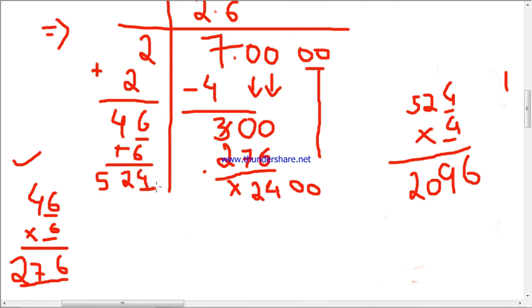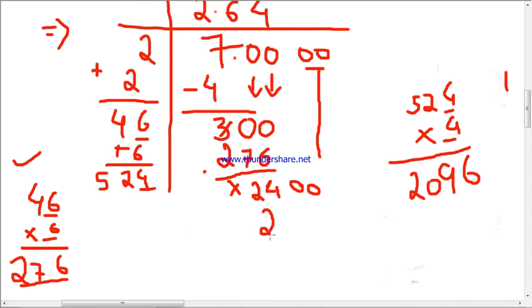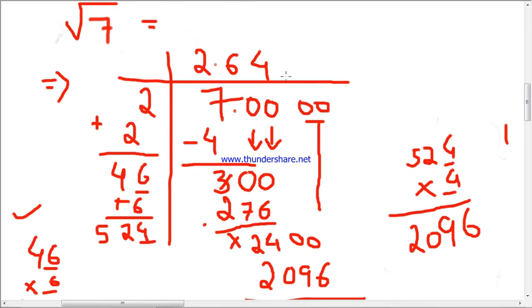Because 5 was very big. Now 4, another number less than 5, is 4. So this is what we were going to take. So 2.6. Okay, 524 multiplied by 4 will give us 2096. Again you will get the remainder. Since it's not a perfect square, this will go on.